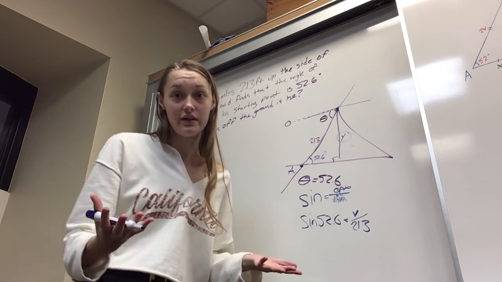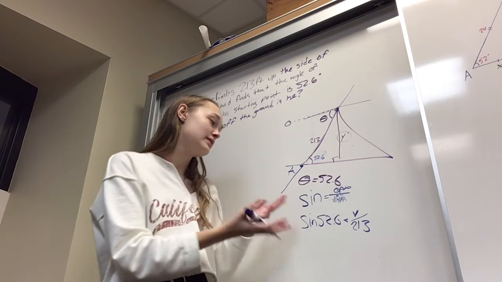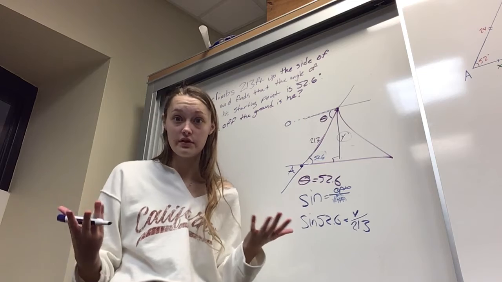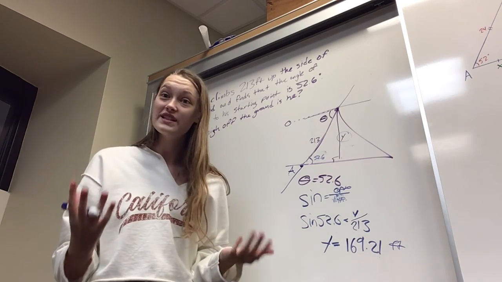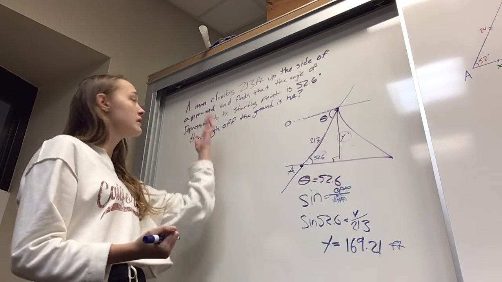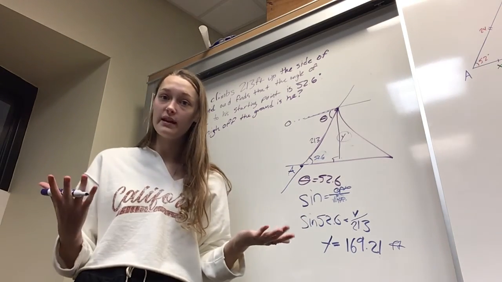Then, using our calculator, we can solve it again. You just type sine of 52.6 into your calculator, and then you multiply it by 213 to get y. And our final answer is 169.21 feet. So using trigonometry, we were able to find out the height of the pyramid pretty easily.